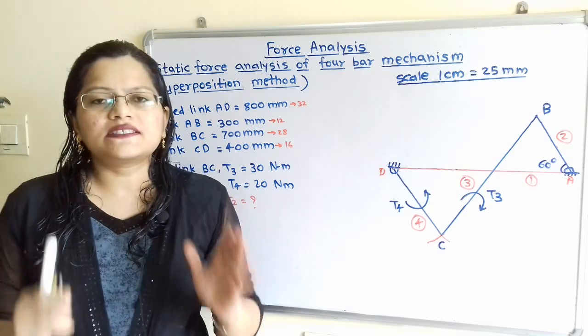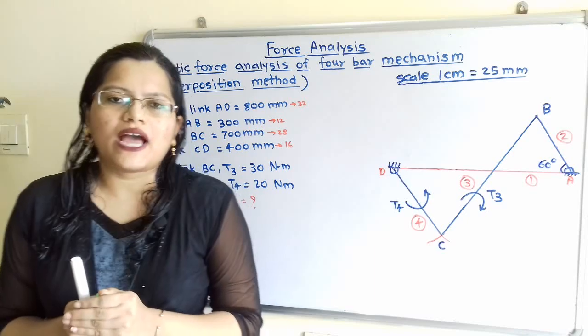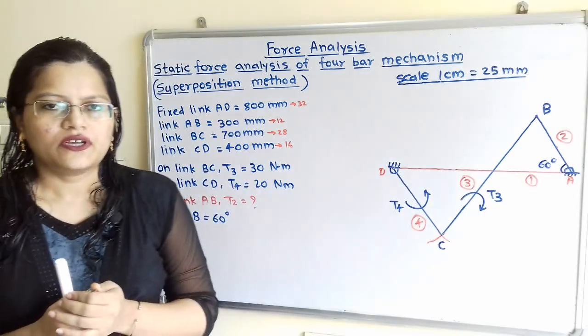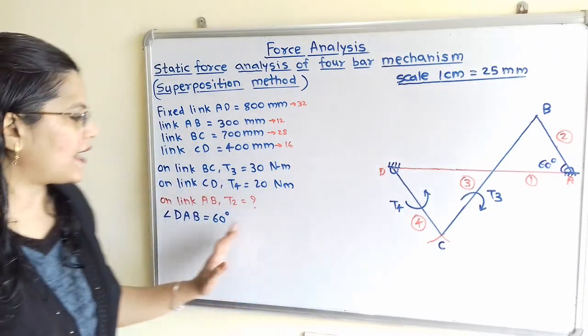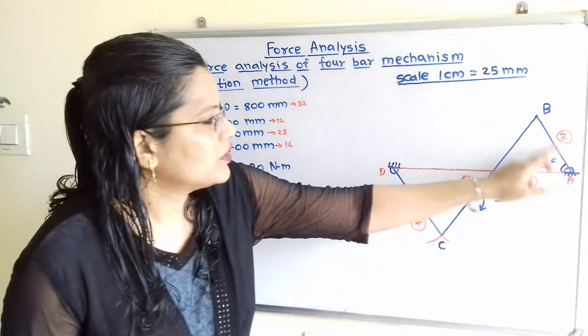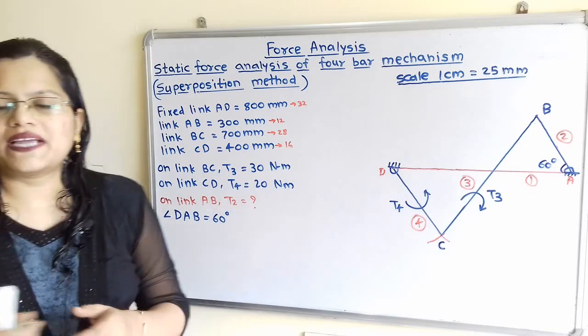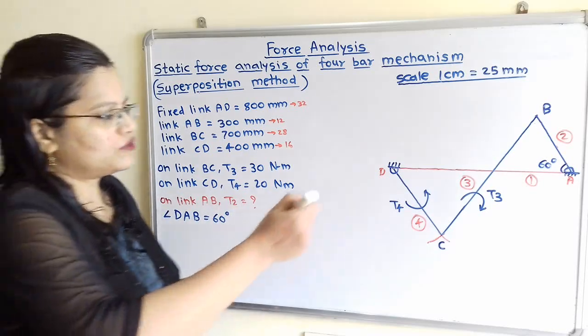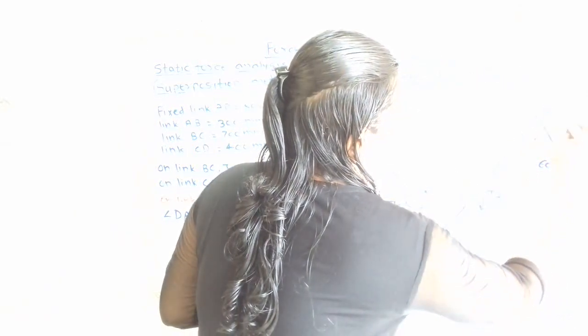So to bring the system or this mechanism in equilibrium, we have to apply the torque. So question is how much torque T2 is to be applied on link AB. So here we have to find out the magnitude as well as direction for this torque T2.